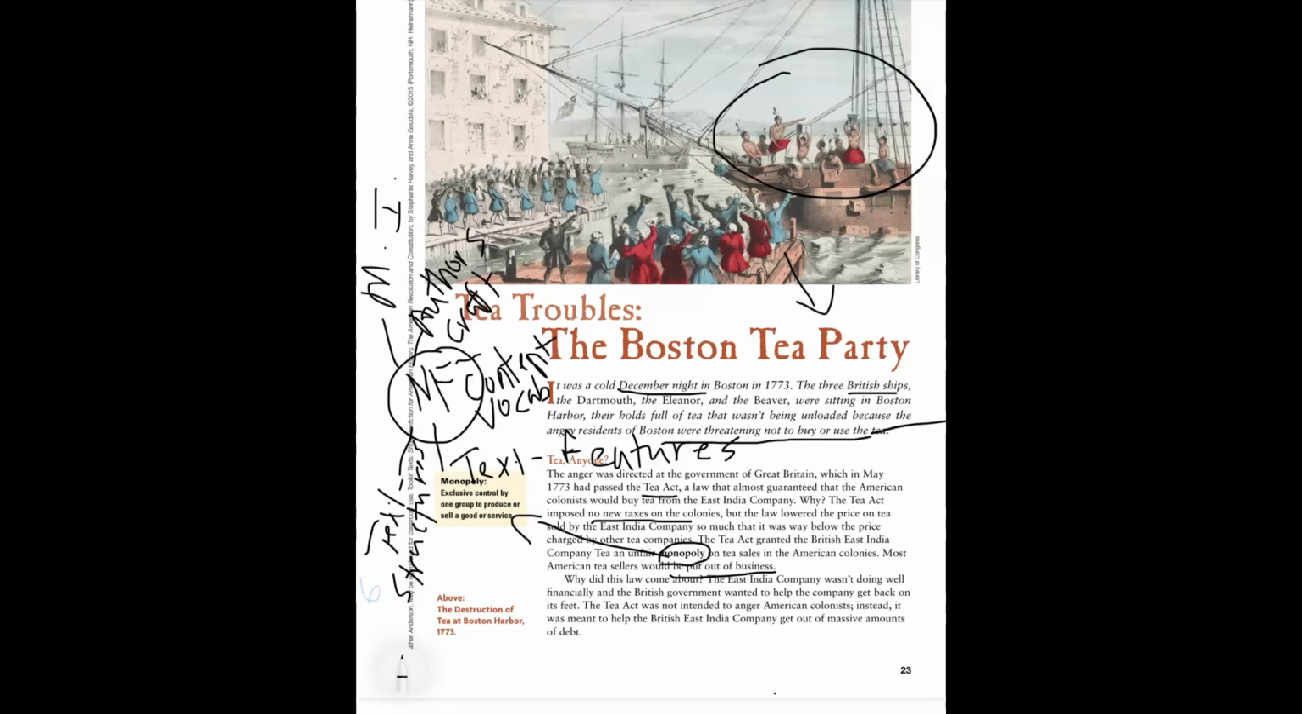Why did this law come about? The East India Company wasn't doing well financially, and the British government wanted to help the company get back on its feet. So I noticed that the author is asking me a question here. I know that's part of the craft. And so it's saying, why did the law come about? Well, they wanted to help this British company get back on its feet and get out of debt. So that's important. Let's keep reading.